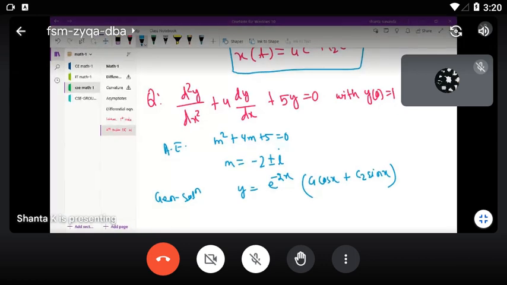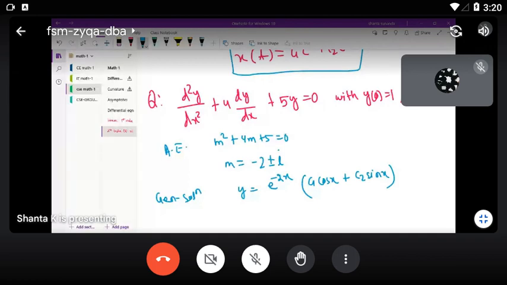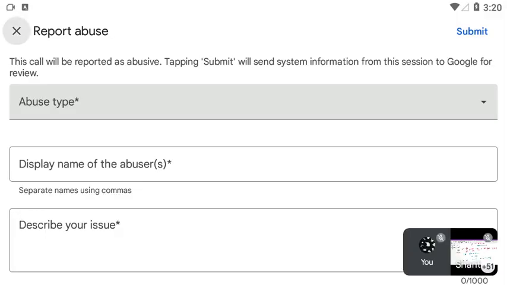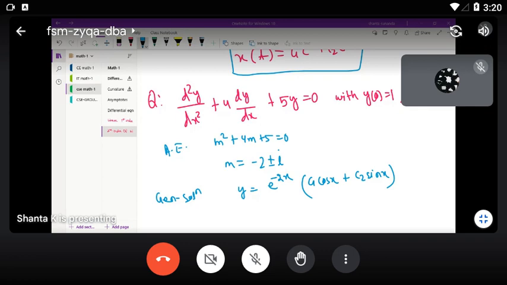I've given you the initial conditions. You can try. In the initial conditions, you will find the values of the constants. So what are the values of the constants c1 and c2 if you use those conditions?